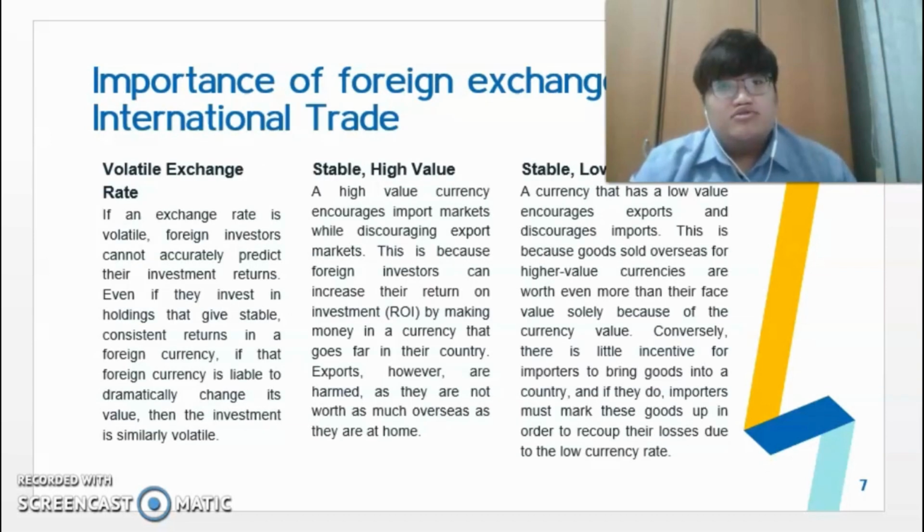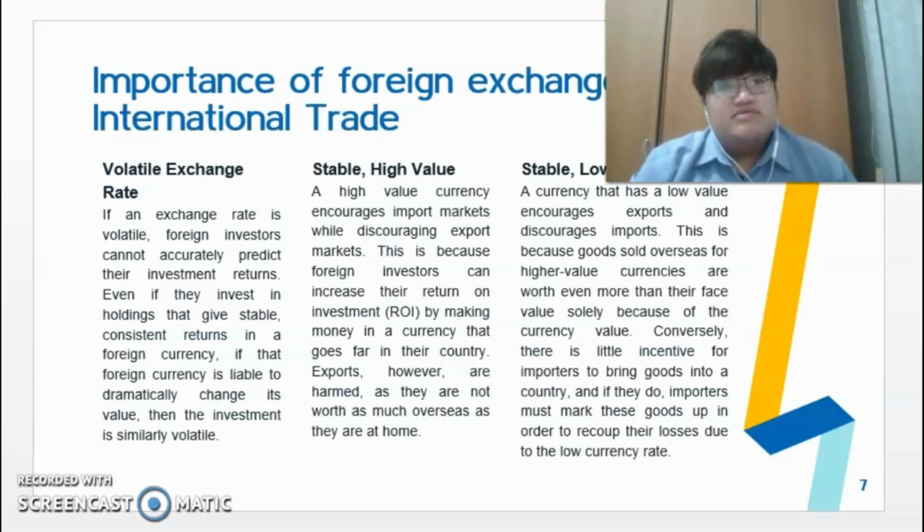There are three importances. The first one is a volatile exchange rate. If an exchange rate is volatile, foreign investors cannot accurately predict their investment return. Even if they invest in a holding that gives stable, consistent returns in a foreign currency, if the foreign currency is liable to change its value dramatically, then the investment is similarly volatile.